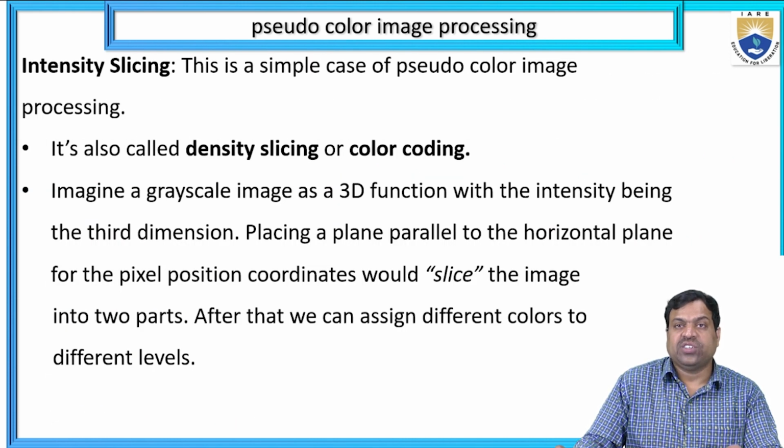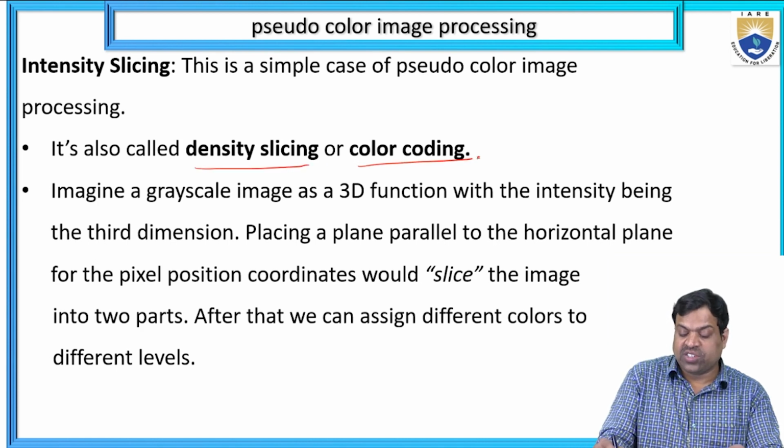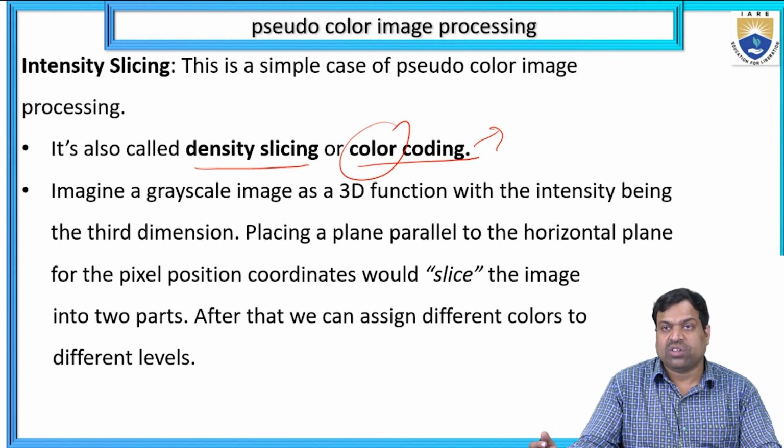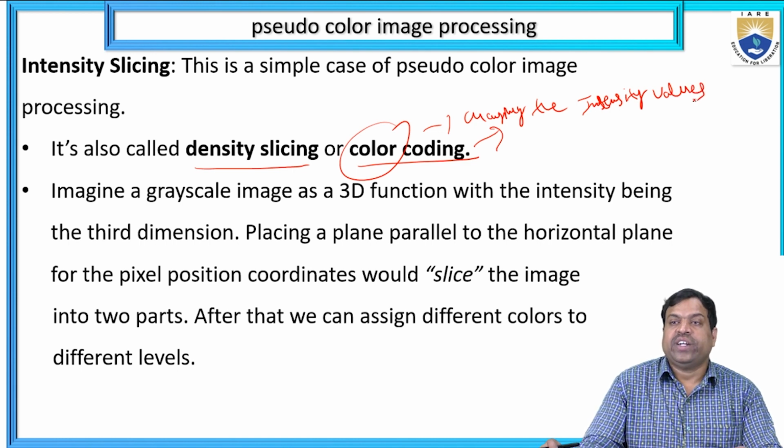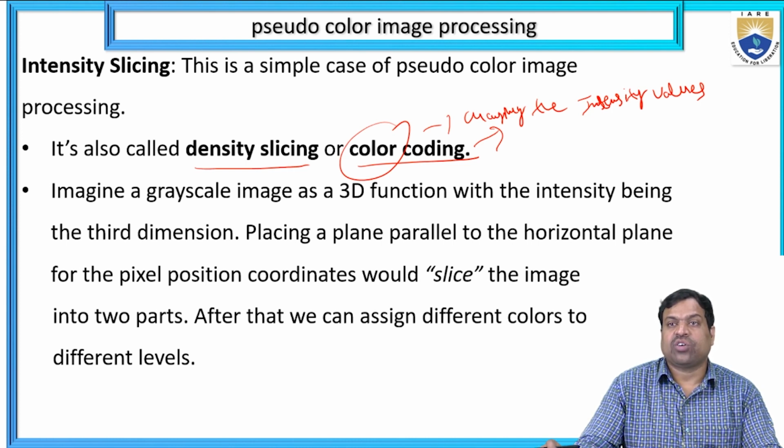And what is intensity slicing? This is a simple case of pseudo color image processing. It is also called density slicing or color coding. Density slicing or color coding means we take the original color and change it. So that is intensity slicing. Intensity slicing means changing the intensity values. It is a simple case of pseudo color image processing, also called density slicing or color coding.